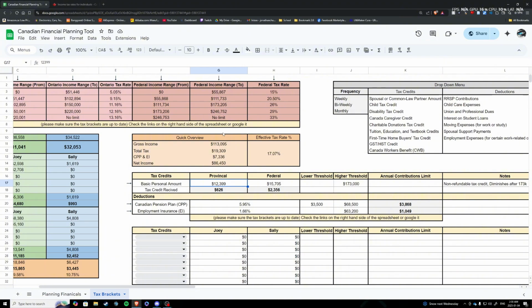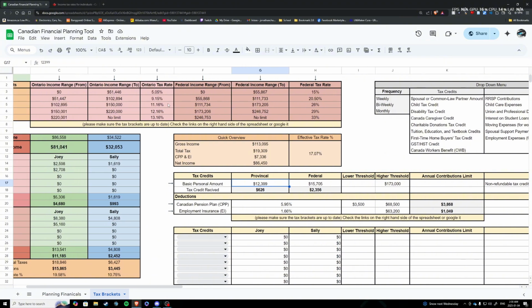It's this value times the lowest tax bracket percentage rate. So it'd be this value times the 5.05% to get our 626 tax credit. And same thing for federal. You take this value and you go to your lowest tax bracket, which is 15%. So 15% times this value equals your roughly 2,400.